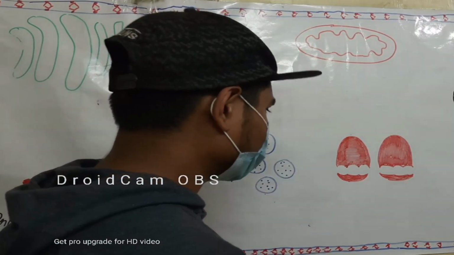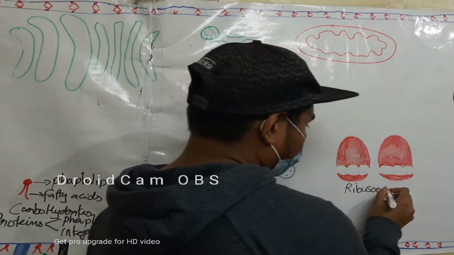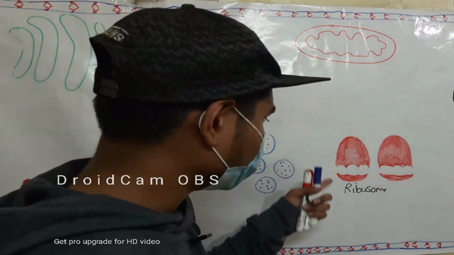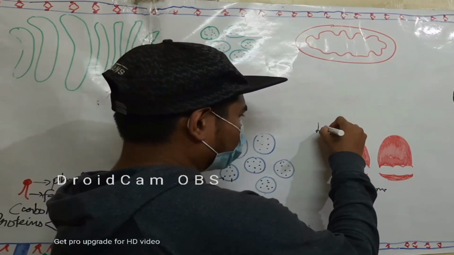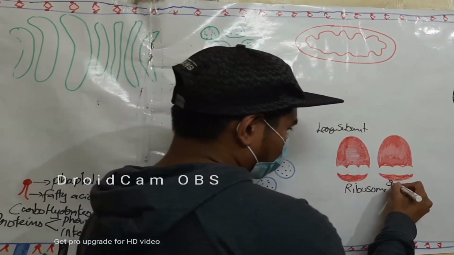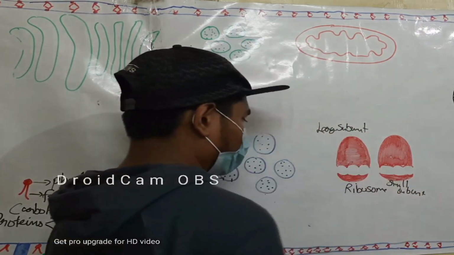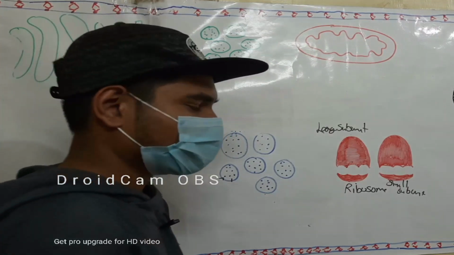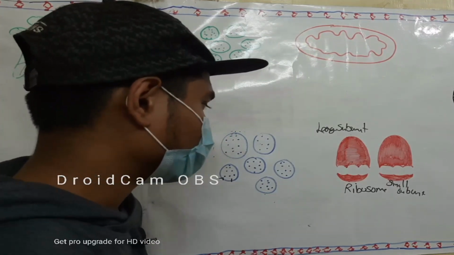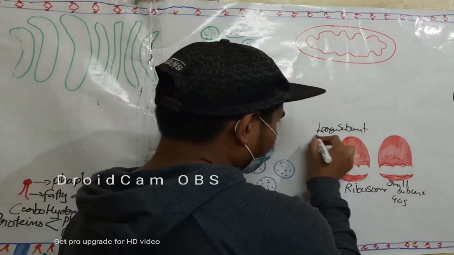These red structures here are known as ribosomes. They contain two subunits, the larger subunit and the smaller subunit. The large subunit is 60 S. The S stands for Svedberg unit, and the smaller subunit is about 40 S, in eukaryotes.